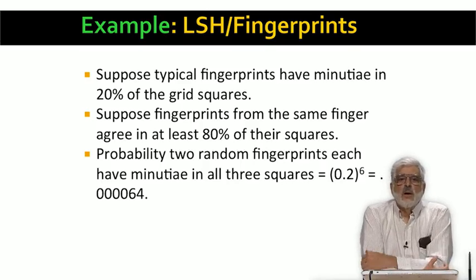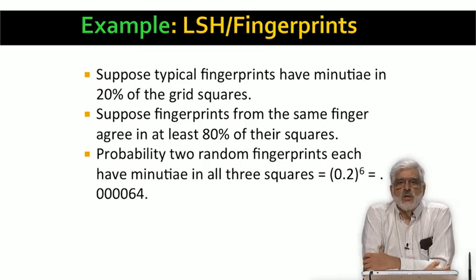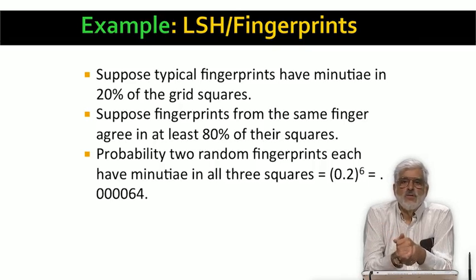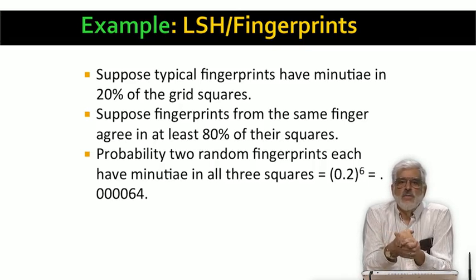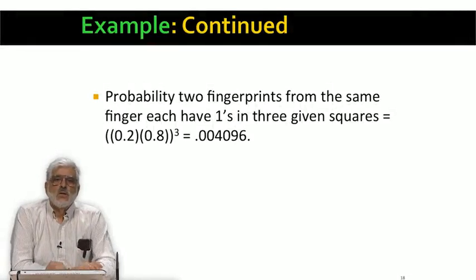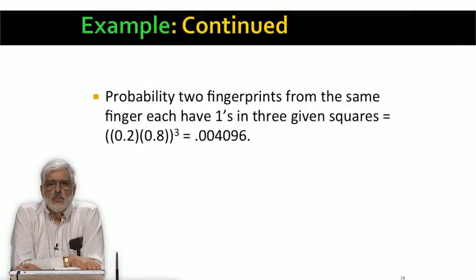Let's see what it takes for the bucket corresponding to a set of 3 squares to receive 2 different fingerprints. First, if the fingerprints come from different fingers, then the probability that both prints are placed in this bucket is really tiny. For each fingerprint has a 20% chance of having minutiae in each of the squares, so the chance of it hitting all 3 is 0.2 cubed. And for both fingerprints to hit, the probability is the square of that, that is 0.2 to the sixth power, or 0.000064.